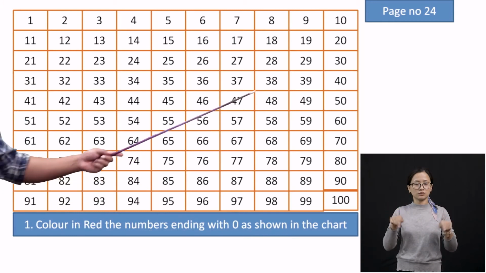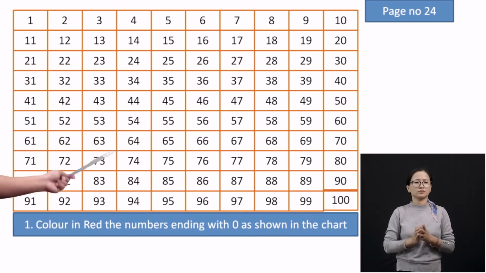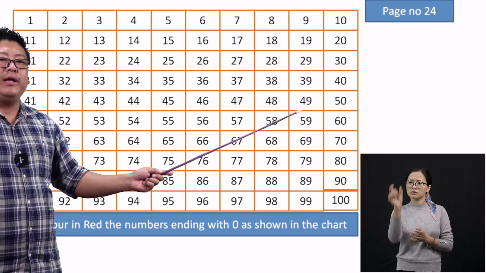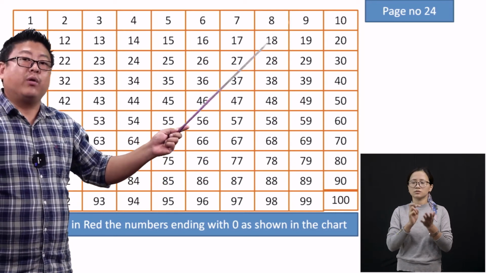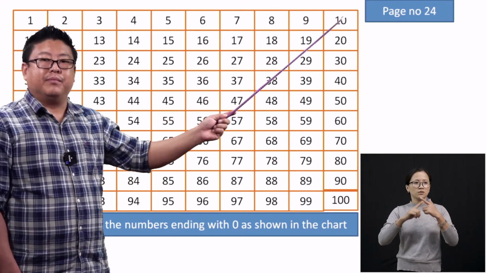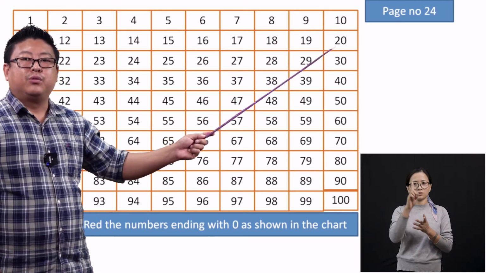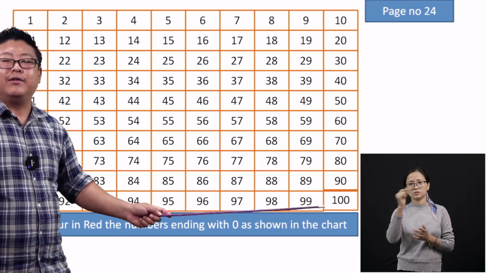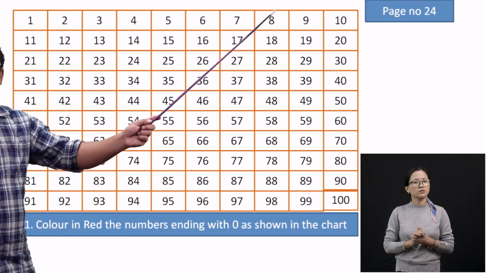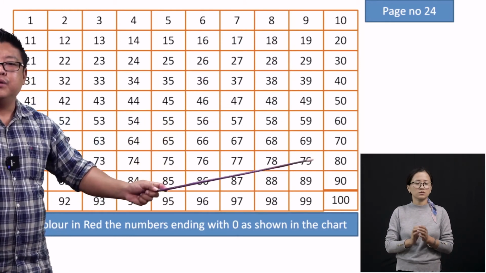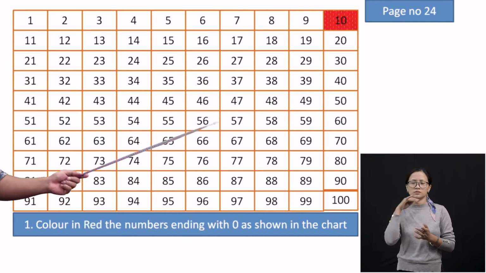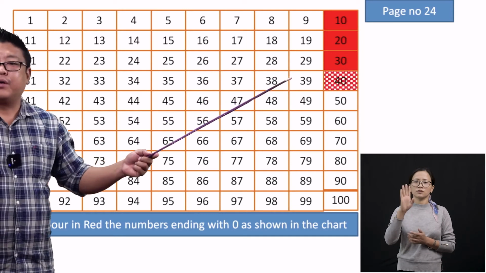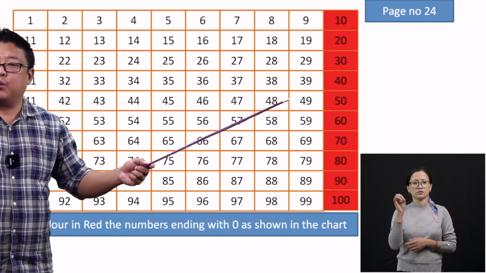Okay, so here we see so many numbers here, but we have a certain line or a column where only the numbers end with only 0. So this is the last column. You see 10, 20, 30, 40, likewise till 100. Okay, so these are the numbers that we are supposed to color in red. So we will color 10, 20, 30, 40, 50, and so on till 100.